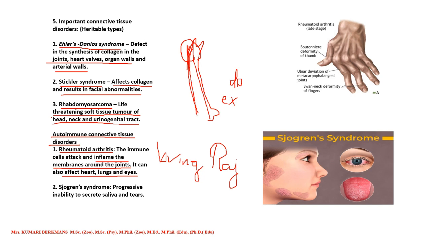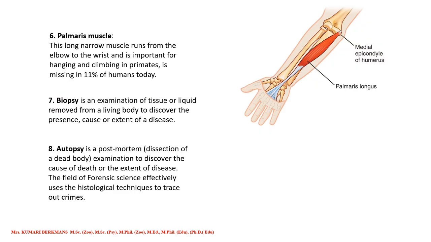Next one, see, it is Sjogren's syndrome. Sjogren's syndrome, progressive inability to secrete saliva and tears. So saliva secretion and tear secretions will be less if you are affected by Sjogren's syndrome. In this one, your eyes become red. And the patches you can find here, patches and your cracked tongue. All those are symptoms of this syndrome.